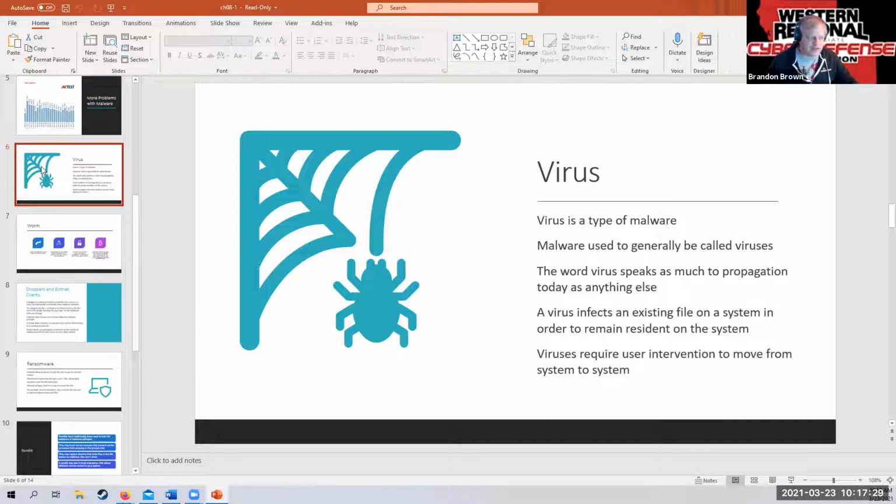And just like its human counterpart, viruses try to replicate themselves and spread themselves as quickly and as far and wide as possible. They can infect a lot of different things. They can infect the master boot record of a hard disk. They can infect a single file just by attaching some additional code at the end of a file. They require some sort of intervention to move from system to system.